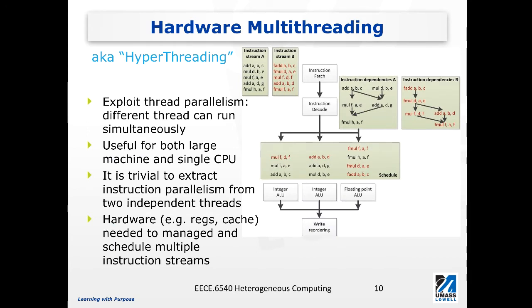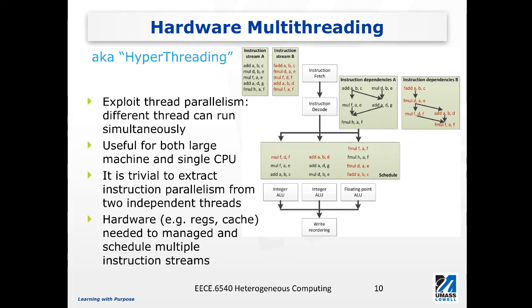Hardware multithreading, also known as hyperthreading in some of Intel's microprocessors. Hardware multithreading takes a different approach from SIMD. It tries to exploit thread parallelism. By thread, we're really talking about software threads, in the sense that these threads or these instruction streams can run simultaneously. Let's look at the example on the right.